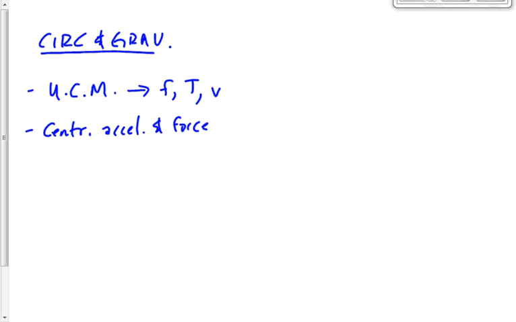Okay, sometimes it'll just be mv squared over r. Sometimes it'll be mv squared over r equals something else.